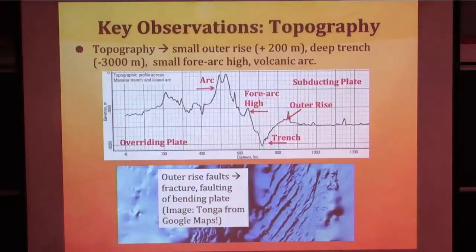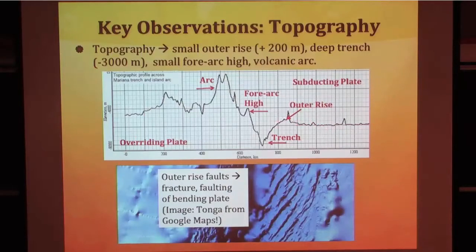Okay, so the next key observation, which is important, is the topography. I'll walk through what the topography is first. Here we have a profile across the Mariana Trench and Island Arc, with the Pacific Ocean coming in. This is, by the way, hugely vertically exaggerated. This is minus 8,000, minus 4,000, 0, so this is depth into the ocean. This is the Pacific plate coming in.